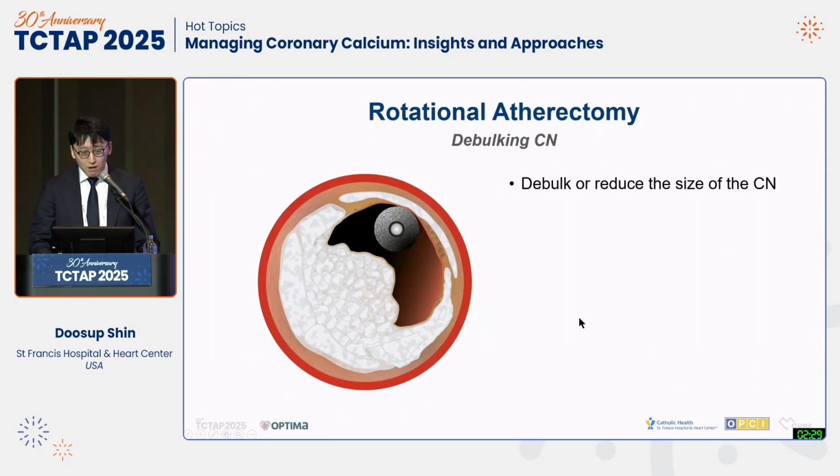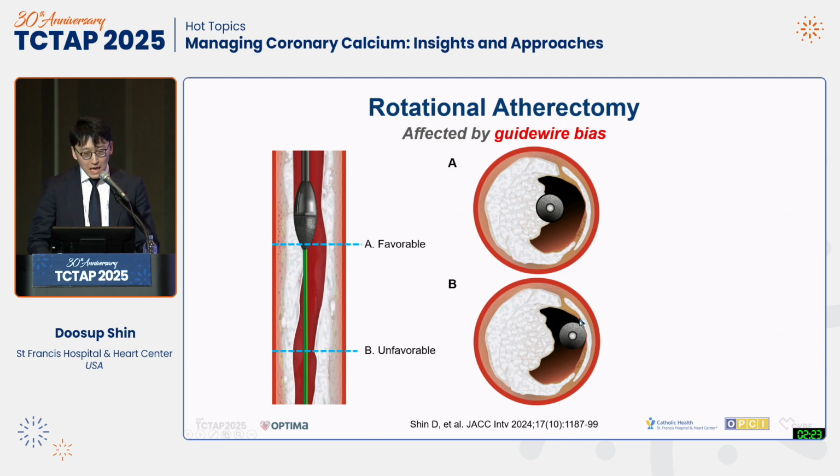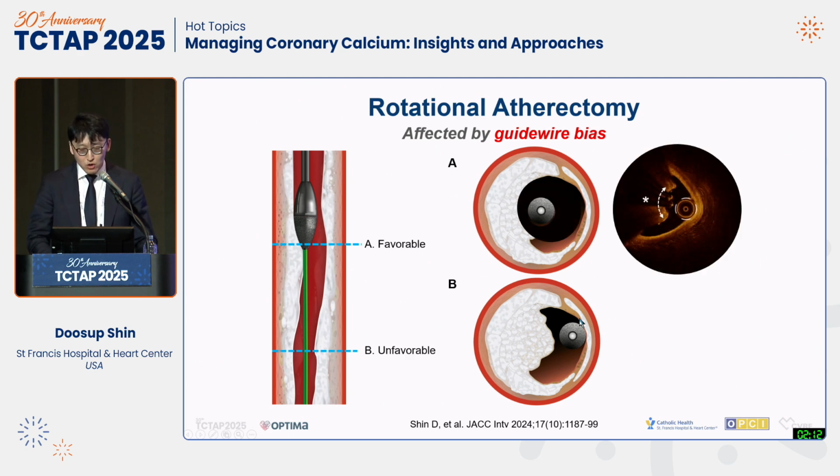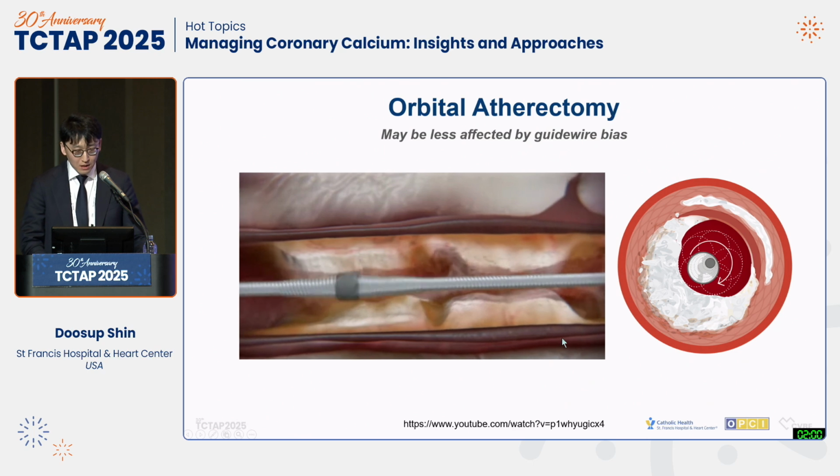Atherectomy can theoretically debulk or reduce the size of the calcified nodule, and this is what you want to achieve, really debulk the volume. However, it's very sensitive to guide wire bias, especially with an eccentric calcified nodule. If you have favorable guide wire bias like figure A, then you perhaps can achieve some debulking. But if your guide wire or bar is away from the calcified nodule, as shown in figure B, you will not be able to debulk it.